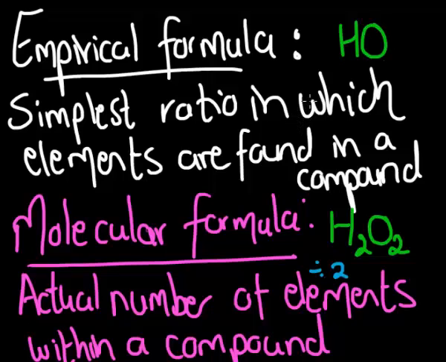So that's seen as the empirical formula, but the molecular formula is the actual amount of elements in each one of these compounds.